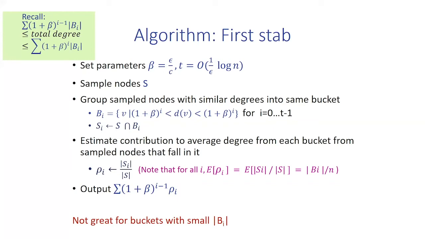We know that everybody in the bucket has degree at least 1 plus beta. There should be an i minus 1 there. So we know everybody should have degree at least 1 plus beta to the i minus 1. And we're going to output this lower bound, 1 plus beta to the i minus 1 times rho sub i. Okay. Now, this is going to work really well for buckets that got lots of samples. This is going to work really badly for buckets that didn't get too many samples. So for the buckets that didn't get enough samples, this rho sub i is going to be a really bad estimate.